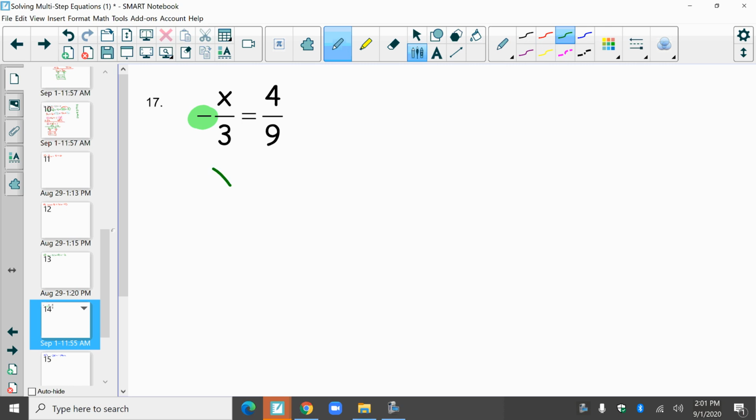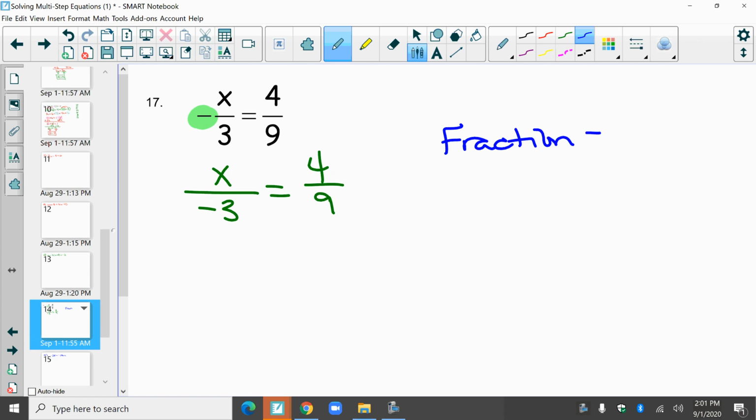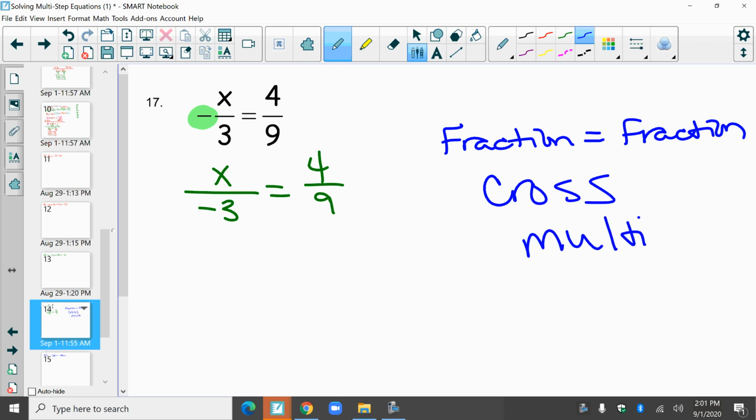Which one is nicer for it to be in? It's always better for it to go with a number rather than a variable. So I'm going to have x over negative 3 is equal to 4 over 9. Now, big thing, when you have a fraction equaling a fraction, always and forever cross multiply. That is the very first thing I want your brain to think of.